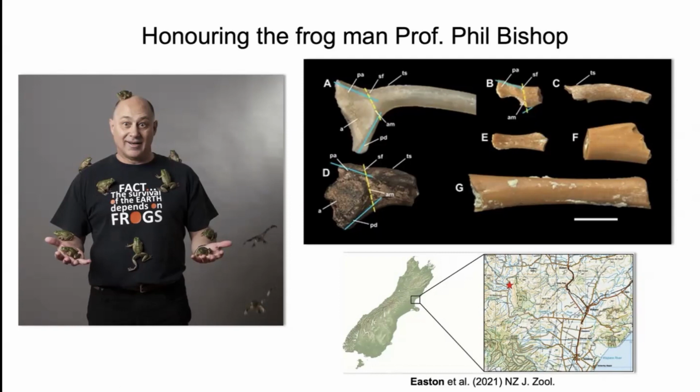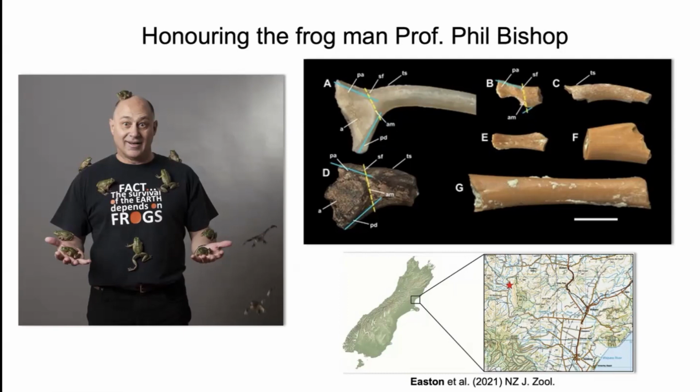We named it after the late Phil Bishop, who was a professor in our department that passed away a few years ago from cancer. But the site's really rich, and we're going back because the bone in G is not our new frog, Bishop's frog. It's actually something completely different. So for this tiny site to have two different species of frog potentially is actually really interesting. And suggests quite a rich diversity.